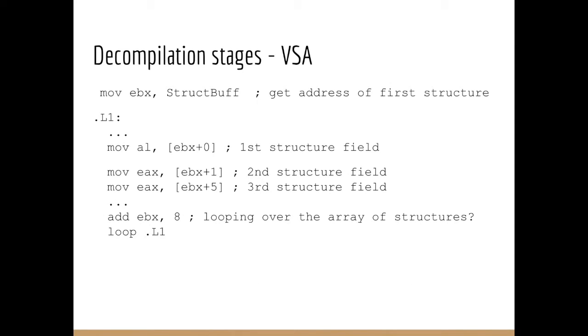Let's see this on an assembly example. Here we just pass the struct address and have access to various fields while looping over it. So it's an array of structures. Value set analysis will recognize, first, the accesses as structure fields, and second, the looping over the array.